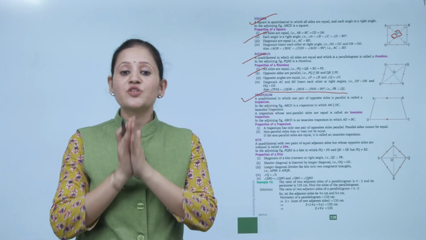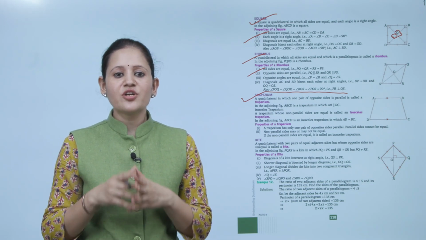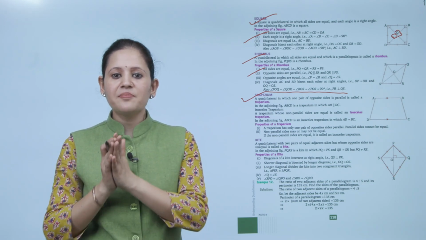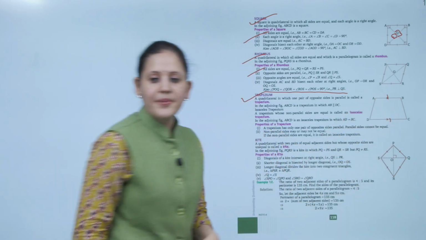Trapezium is a quadrilateral in which one pair of opposite sides is parallel. That is called a trapezium. In the adjoining figure, ABCD is a trapezium in which AB is parallel to DC. This and this side will be parallel. Clear?